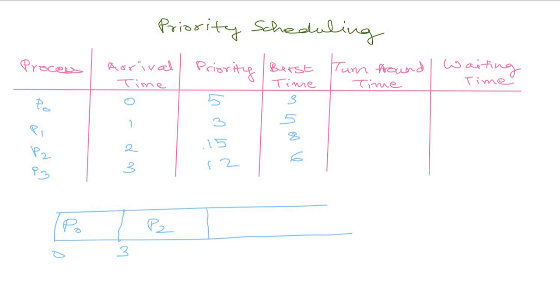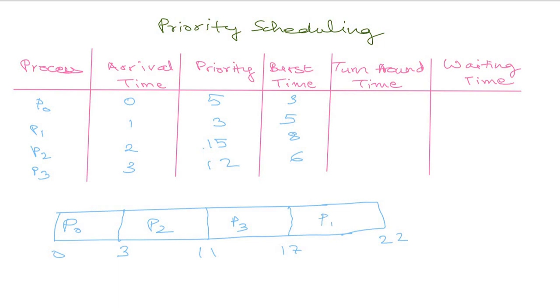Then when P2 finishes, as it has a burst time of 8, it will finish at 11. Then after P2 we'll have P1 and P3 remaining, and of those P3 has the higher priority, so P3 gets allocated first and it has a burst time of 6, so it will get completed at time 17. Then we have only one left, that is P1. P1 has a burst time of 5, so it gets completed at 22.